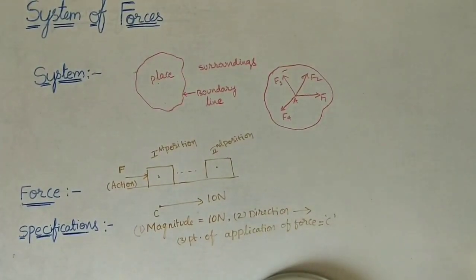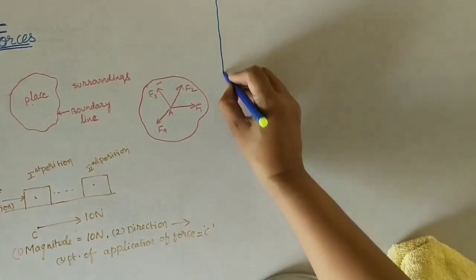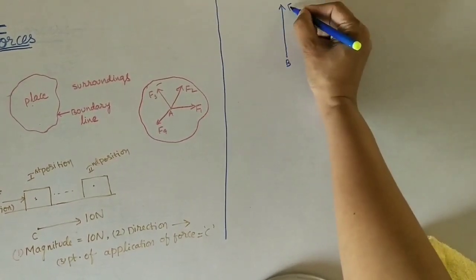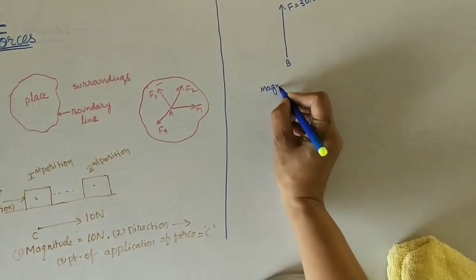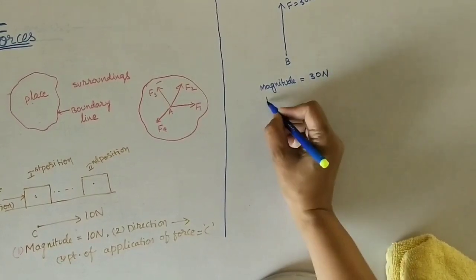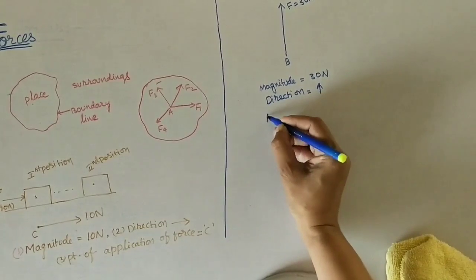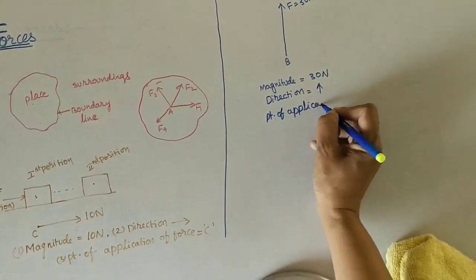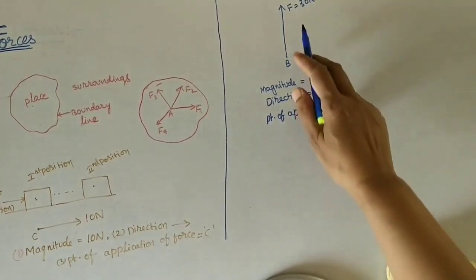Now here I am taking another example. I am taking this point, some B point. I am taking vertical force, some F is equal to 30 newtons. What is the magnitude of this force? It is equal to 30 newtons. What is the direction? It is upward direction. At point of application of this force, at which point it is acting? At B point. Okay, these three are the specifications of the force.